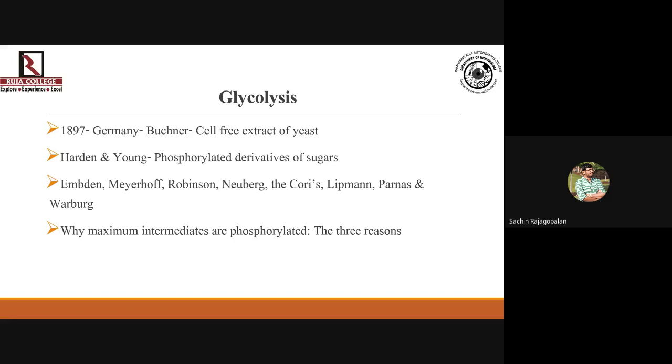And finally, it is said that the phosphate groups of these intermediates are also responsible for reducing the activation energy of the enzyme. So the reactions happen with much more ease because the phosphate group present in the substrate lowers the activation energy and also increases the specificity of the enzymatic reactions that are taking place in glycolysis. So, the third reason is lowering the activation energy and increasing the specificity. So, these are the three reasons because of which most of the intermediates of glycolysis are going to be phosphorylated. So I hope you guys are with me and you have understood things till this point.